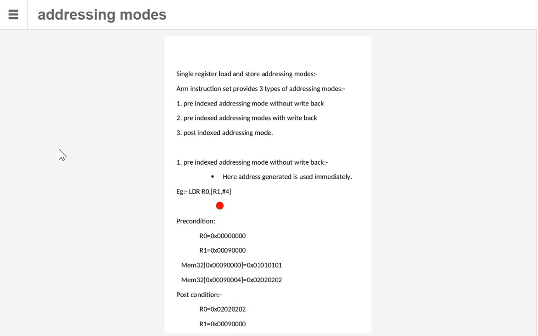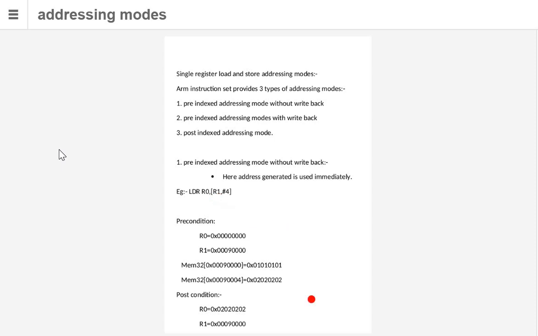And what happens to R1? In pre-index addressing mode without write back, R1 always maintains the initial value. That means whatever was the initial value of R1, it will remain as it is. This is the sequence of operations that happen when you execute the instruction LDR R0, [R1, #4]. So I'll repeat this addressing mode once again.